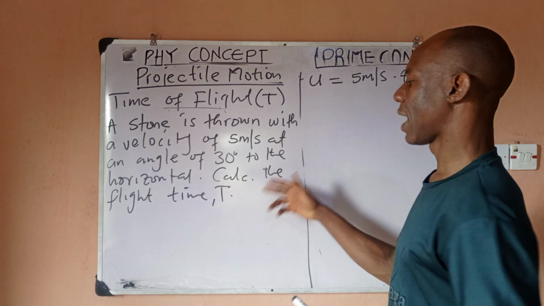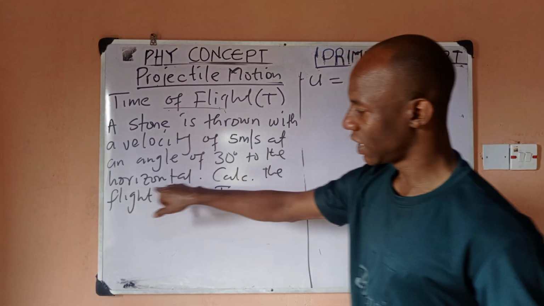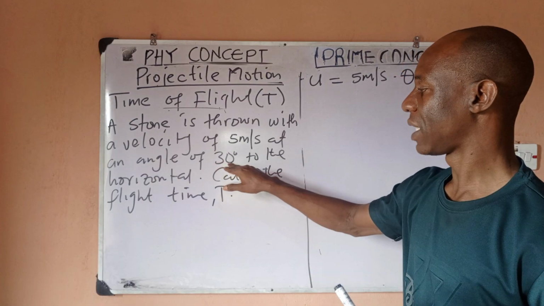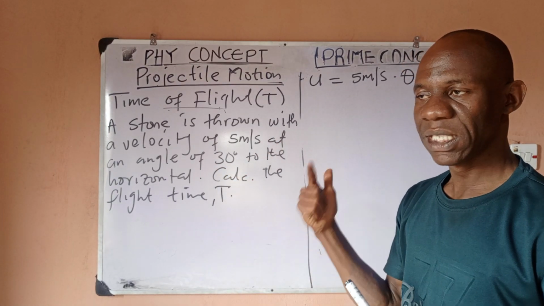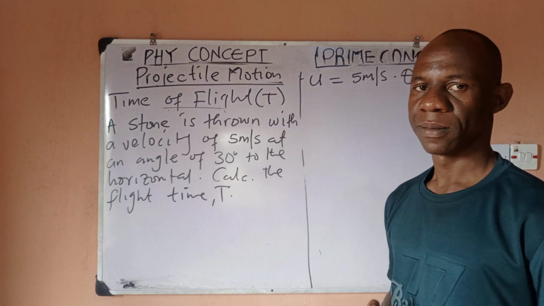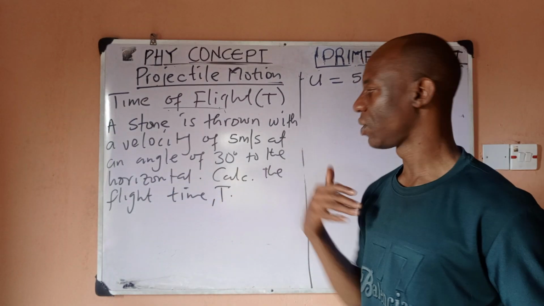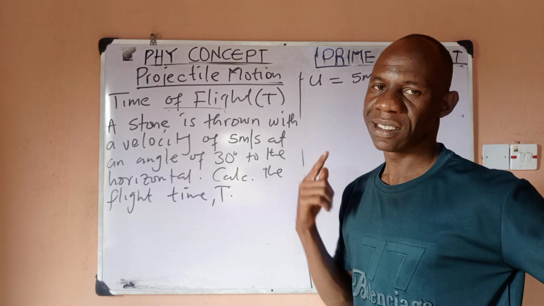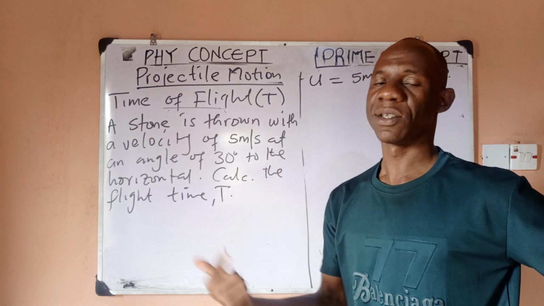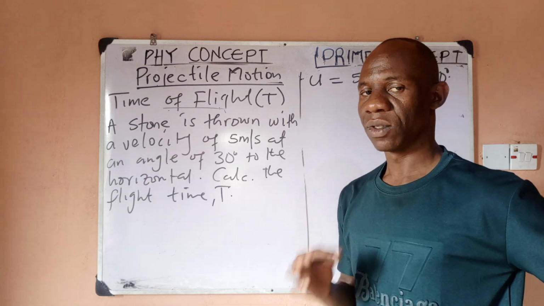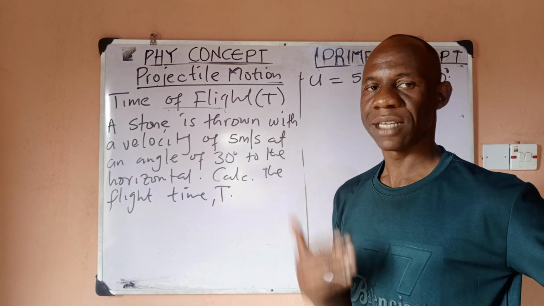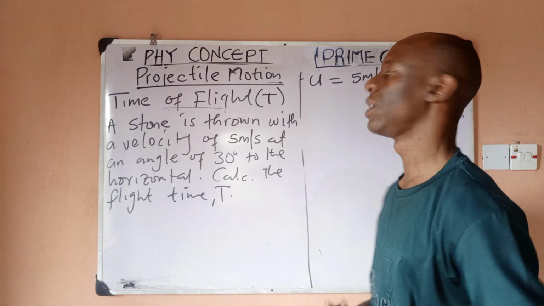Remember, you take note of this: to the horizontal. Tomorrow they may want to confuse you. They will say at an angle of 30 degrees to the vertical. If they give you to the vertical, don't use it that way. It has to be to the horizontal. So this statement is very important. For example, if they say at an angle of 30 degrees to the vertical, it means that the angle you'll be solving with is going to be 90 minus 30, which is 60. So take note of that. Once they say to the horizontal, then you use that angle. But if they say to the vertical, you say 90 minus that angle to get the one you need. So theta is 30 degrees.